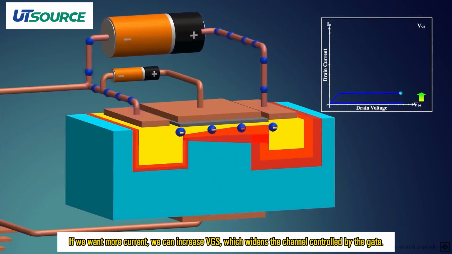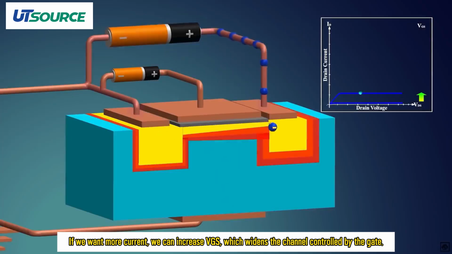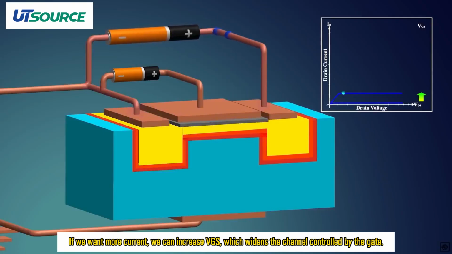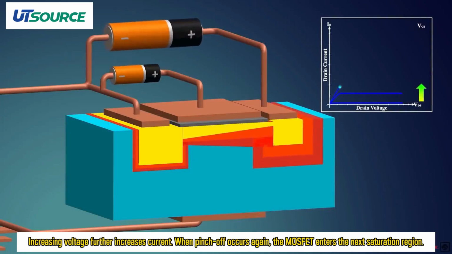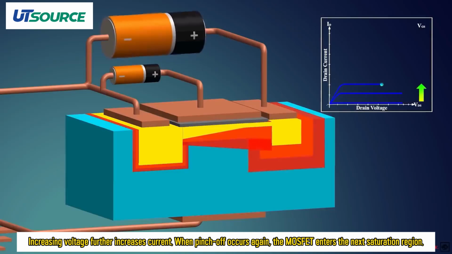If we want more current, we can increase VGS, which widens the channel controlled by the gate. Increasing voltage further increases current. When pinch-off occurs again, the MOSFET enters the next saturation region.